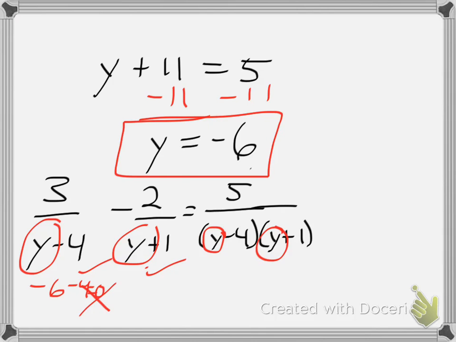If in fact I put negative 6 into a denominator and I got 0, then we would exclude that particular number. So this is how you approach a rational equation problem. I hope this was informative.